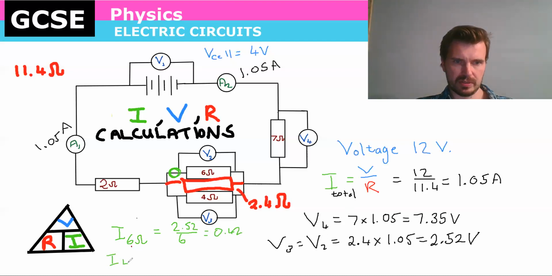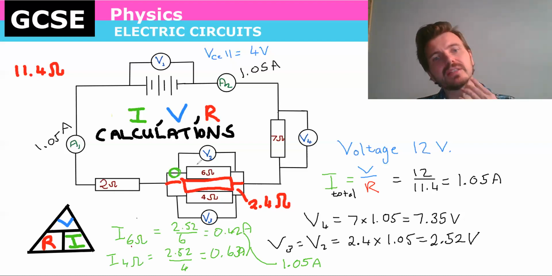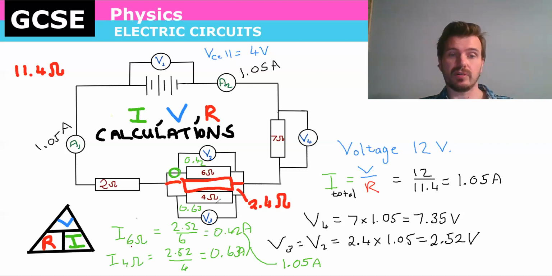And the current across the 4 ohm resistor would be 2.52 divided by 4, and that equals 0.63. Now, if I add those up, 0.63 plus 0.42, they combine to be 1.05, which makes sense, because my total current is 1.05, so it's split. 0.42 went up here to the 6 ohm resistor, and 0.63 went down here. More current flowed through the smaller resistor.